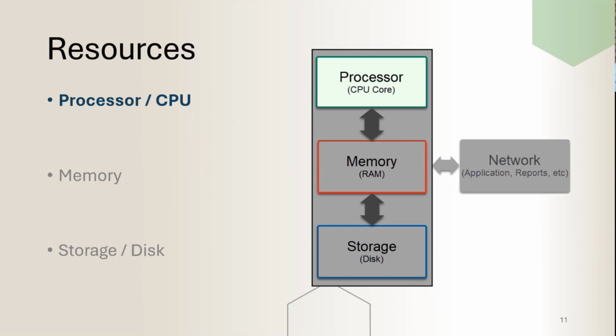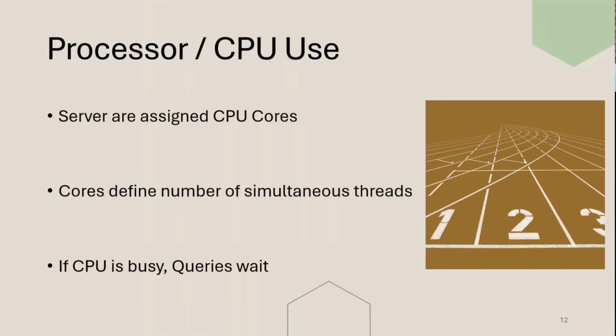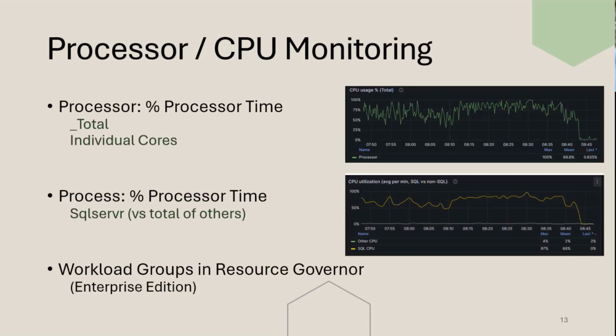So the processors, those are assigned when our servers are built. Generally 4 is a minimum, can be less, can scale quite a bit higher. We can think about cores as defining the number of things that can happen at the same time on our servers. For SQL Server, everything uses CPU. So if our CPUs are busy, that means our queries or whatever we're asking it to do has to wait until there's time available. So how can we monitor this?